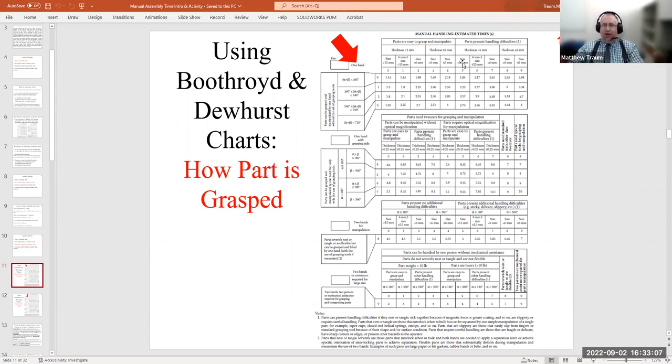So we're going to go to the handling chart. See here it says manual handling estimated time. So the keyword there is handling. This is the handling chart. The first question that you want to ask is how many hands am I using and why?